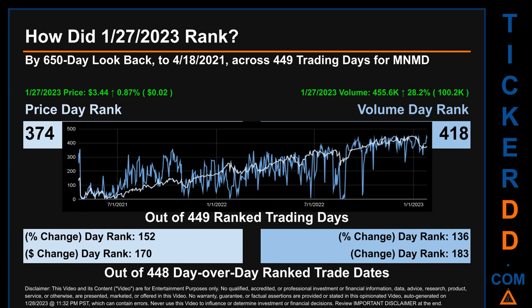The price's day-over-day percentage change, jumping 0.87% on January 27, 2023, had a day rank of 152, while its dollar difference of 2 cents had a rank of 170 when compared day over day across 448 trading days. Volume's percentage change and difference were ranked respectively at 136 and 183.